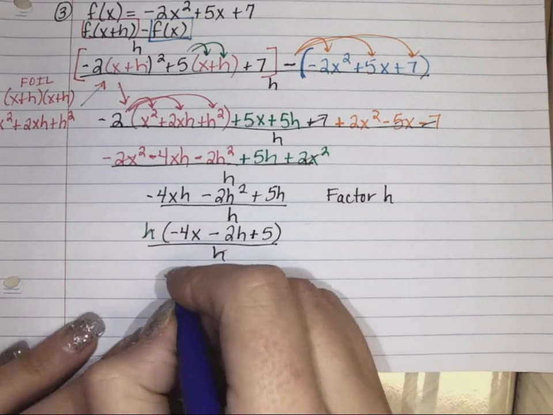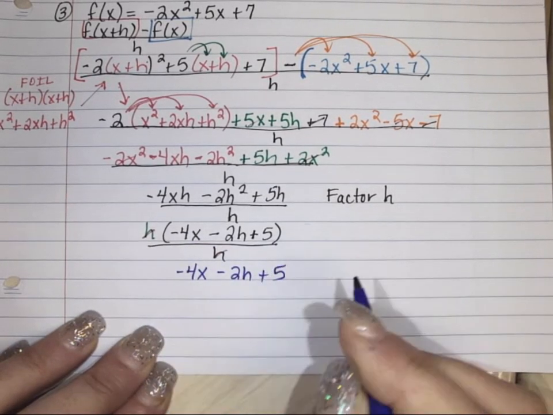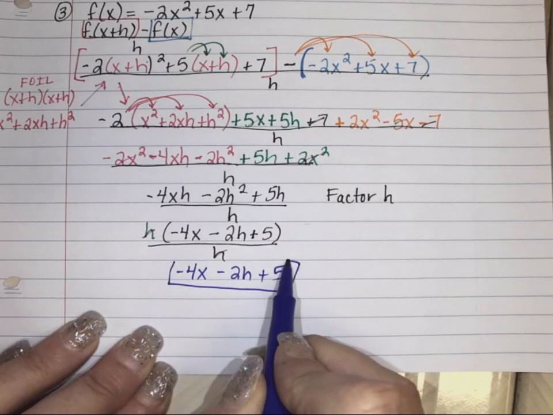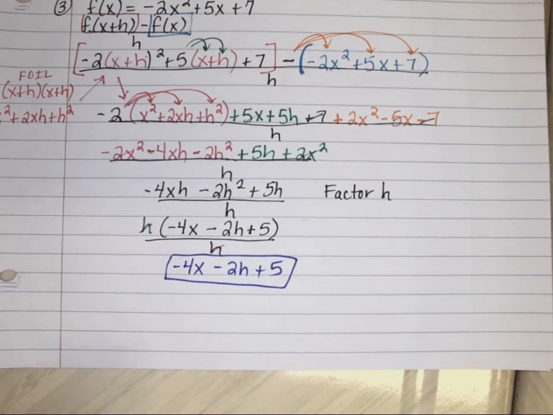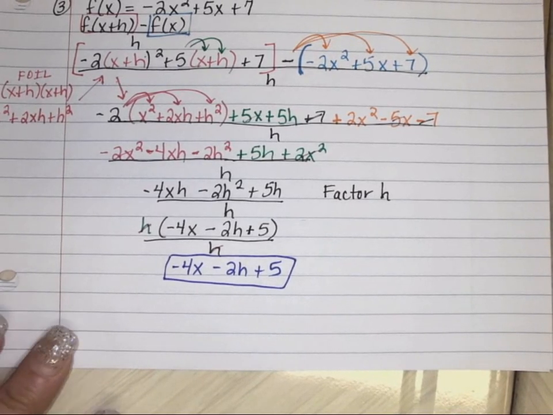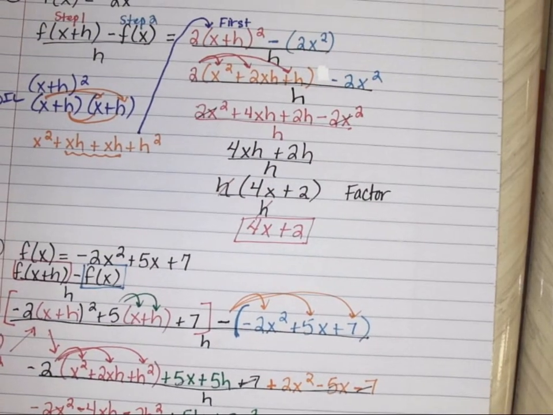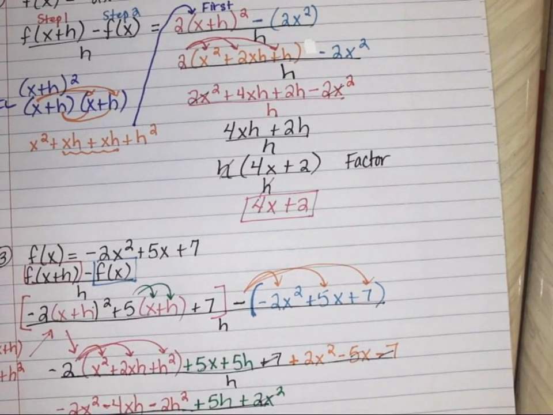So finally, my answer is negative 4x minus 2h plus 5. I've combined all like terms. My h canceled on the bottom, so I'm on the right track. Actually, we're done. Okay, and that is a lesson on how to do the difference quotient.